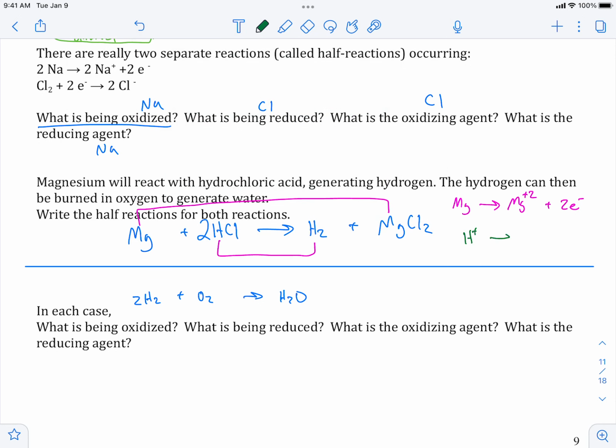H plus becomes H2. Well, first, I need to balance the number, so I put a coefficient of 2 there. But again, charge must be balanced, so the left side is missing 2 electrons. And I don't need to include chloride in these half reactions because chloride's charge did not change in this process. Chloride is known as a what? It's a spectator ion, right? Nothing happened to it, so we kind of ignore it.